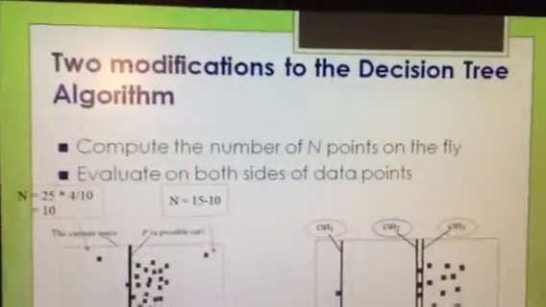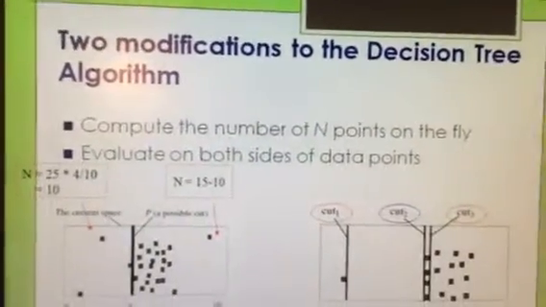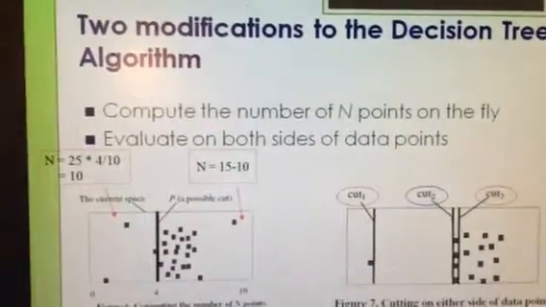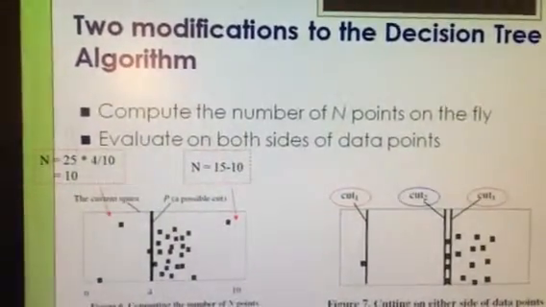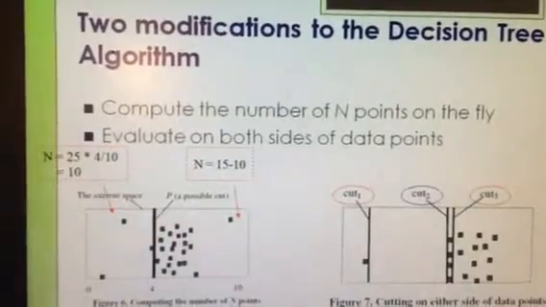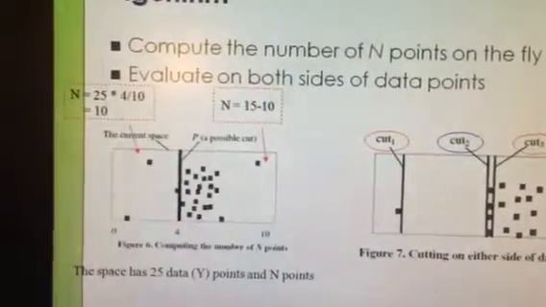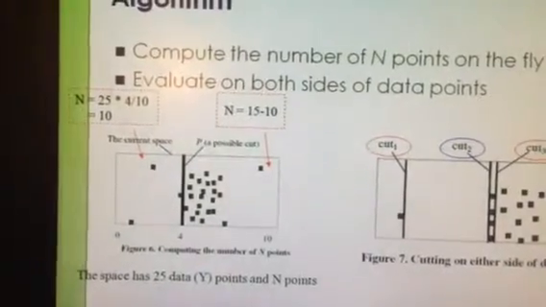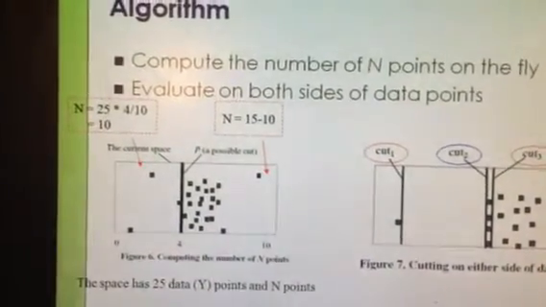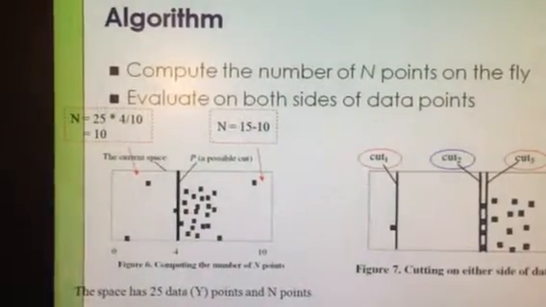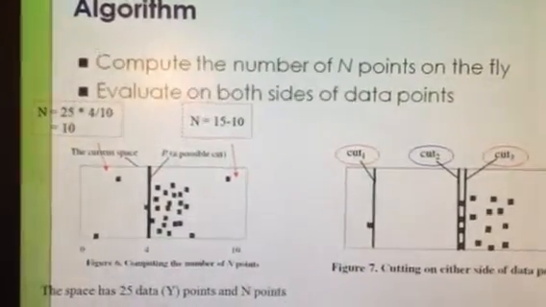Now there are two modifications to the decision tree algorithm. The first one is that you need to compute the number of endpoints on the fly and then evaluate on both sides of the data point. Now this is an example of the space that has 25 type of data, which is the Y point, and the endpoint is the exact data that you needed.